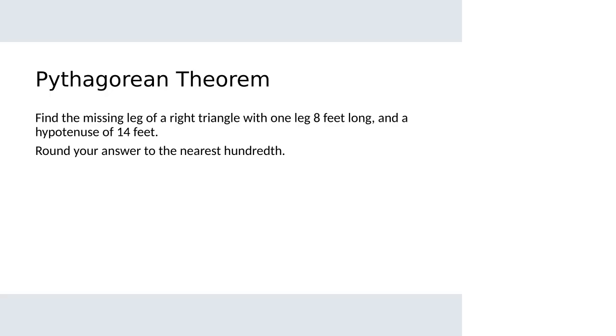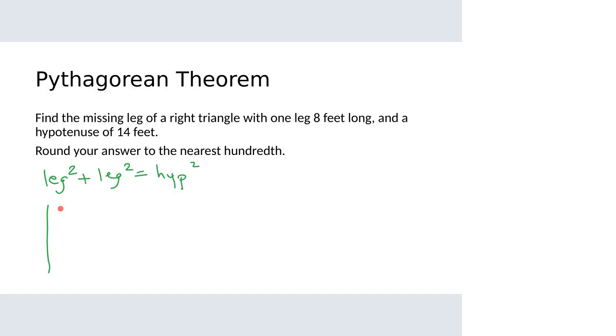We talked about the Pythagorean theorem, which says that when you have a right triangle, the measure of one leg squared plus the measure of the other leg squared equals the measure of the hypotenuse squared. Find the missing leg of a right triangle with one leg 8 feet long and a hypotenuse of 14 feet.